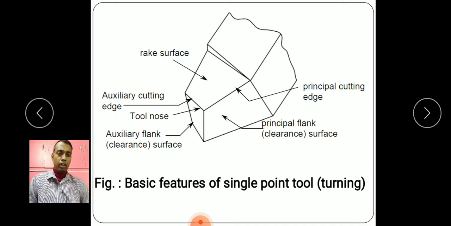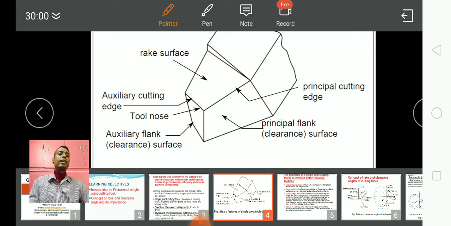Now, basic features of a single point cutting tool. The upper surface where the unwanted material chip flows easily is called the rake face. And on the sides nearer to the workpiece, these two are the auxiliary flank and the clearance flank. Both are flank surfaces. One is auxiliary, one is principal.